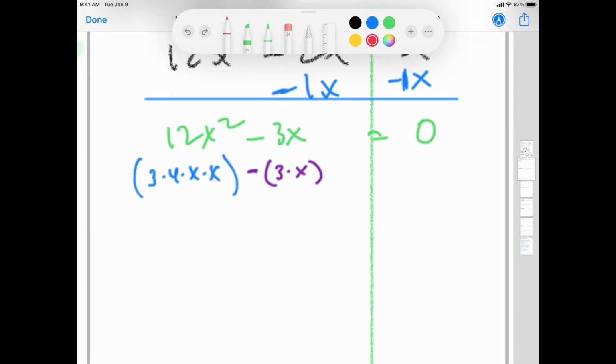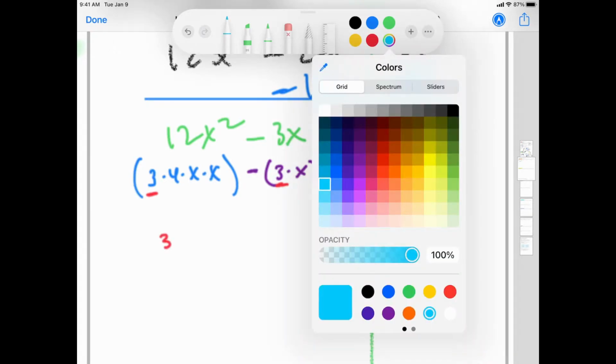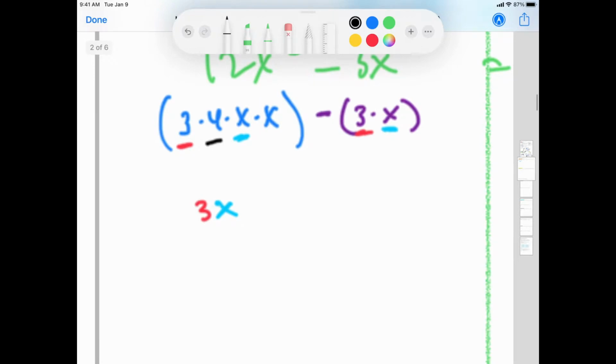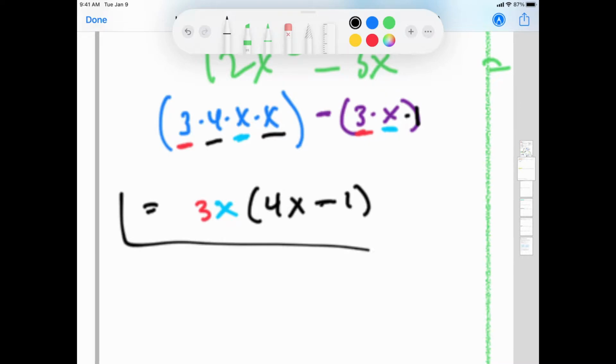And hopefully you can see my color coding. I have a 3 in common. And I have an x in common, the light blue. Okay, what do I not have underlined in red or light blue? That's a 4x. And there's nothing left in there. When there's nothing left, it's always a 1. Why? Because I need to write something there. This is my answer, 3x times quantity 4x minus 1.